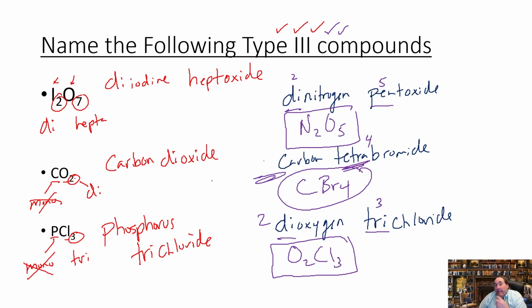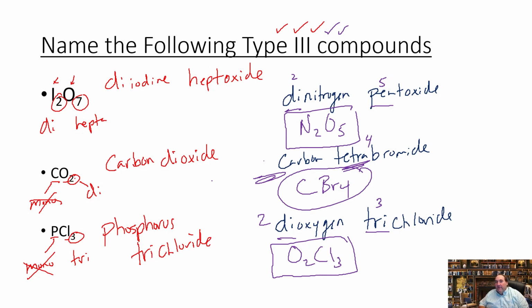Type 3, that's my prefix. Prefix for type 3. Again, no mono on the first one, okay on the second one. But basically prefix, whole name of the first element, prefix, and -ide for the second element. So there's no mixing of any of those things.